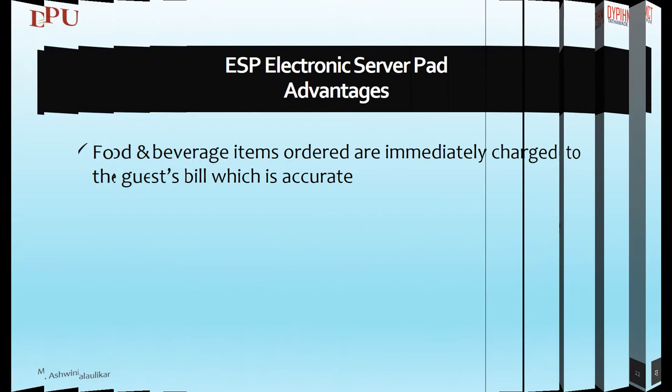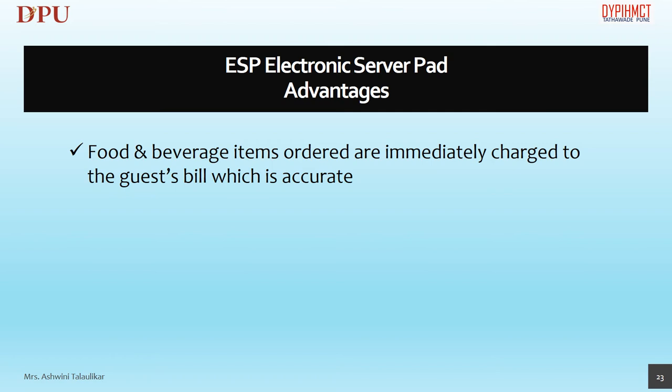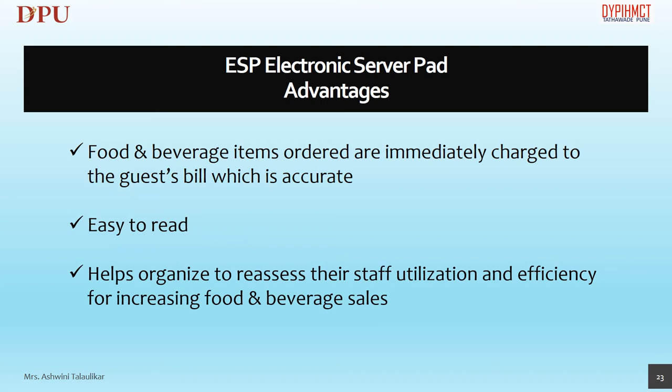The other advantages of electronic server pad are: food and beverage items ordered are immediately charged to the guest bills, which is accurate. It is easy to read and helps organizations to reassess their staff utilization and efficiency for increasing food and beverage sales.